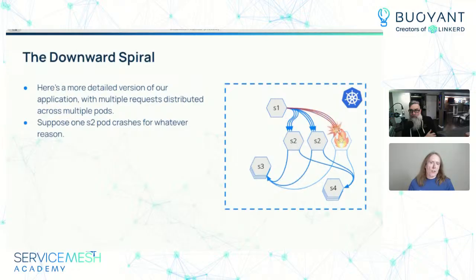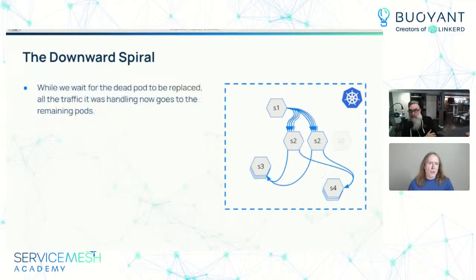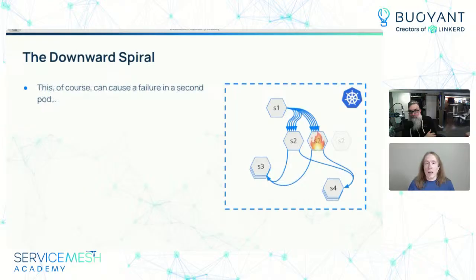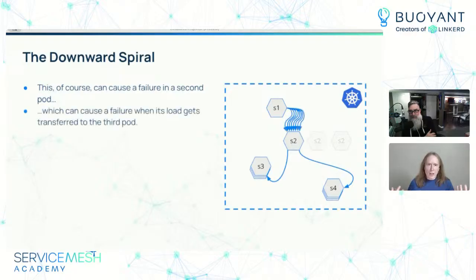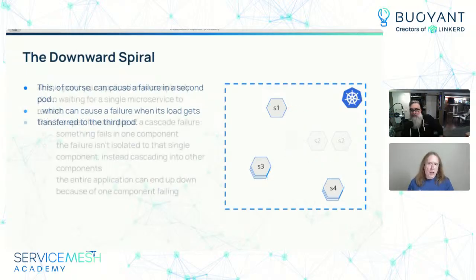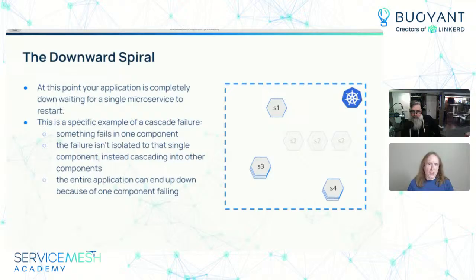Suppose that one of those pods crashes. So all of the requests that pod used to be handling will now be distributed across the remaining 2 pods. That extra load might cause another pod to crash, and then all of its load will be load balanced across the remaining 1 pod, which could, of course, cause that one to crash as well. And now your entire application is down because of a single microservice failure.